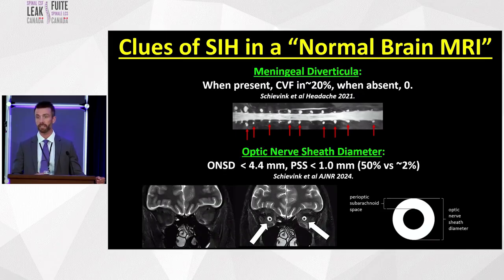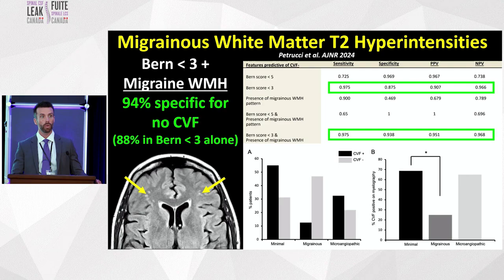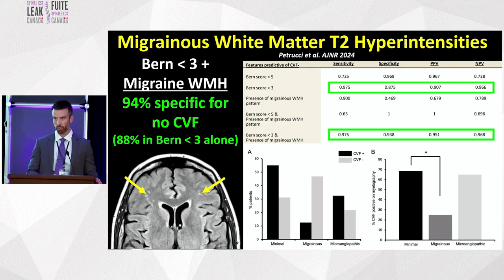And also more recently, a study that I think is incredibly useful is looking at the optic nerve sheath diameter. And they found that when these optic nerve sheaths that are sitting in that soft orbital fat containing CSF themselves become narrowed, you will find fistulas in more of these patients than if they are normal or they are distended.